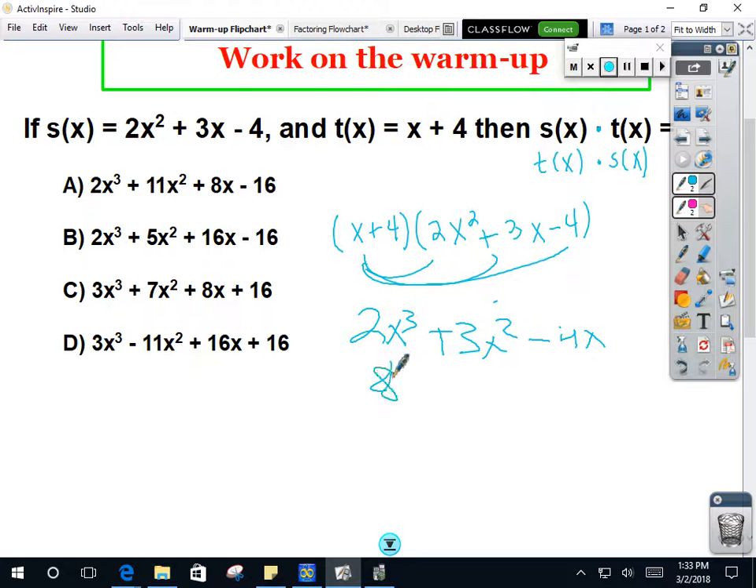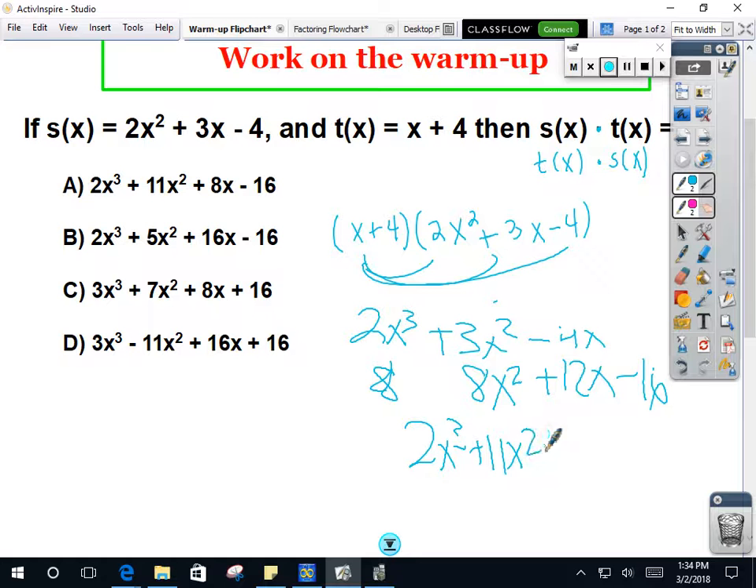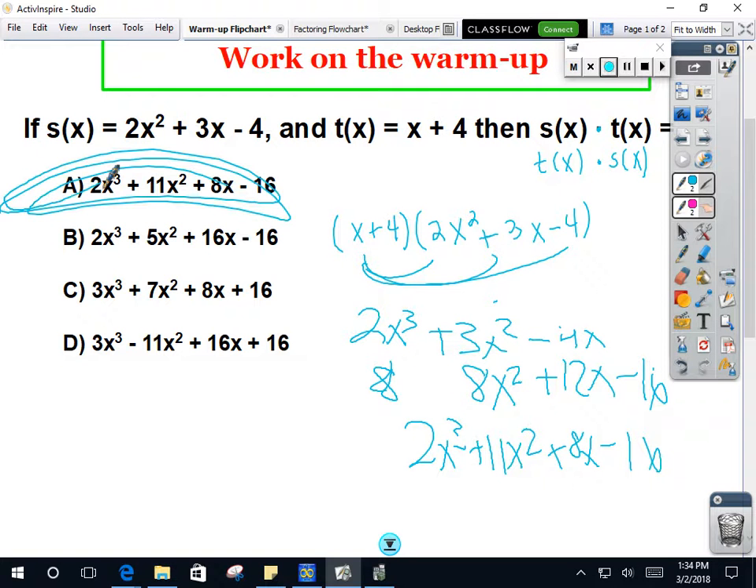No, that goes under the 3x squared though, because okay, okay, plus, which is what choice? A. Okay.